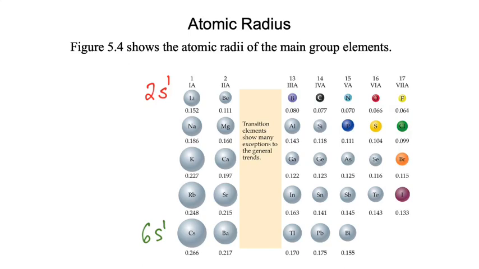What happens as we move left to right? Let's keep it really simple at first. Let's just do lithium to beryllium. What is the electron configuration for beryllium? Its outermost configuration.